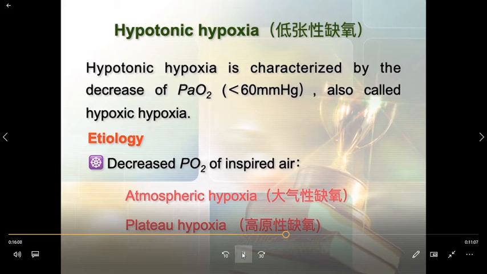What are the reasons? Decreased partial pressure of oxygen of inspired air. For example, you're on the Tibet plateau, or in the whole atmosphere, there is a lower oxygen level. Atmospheric hypoxia.